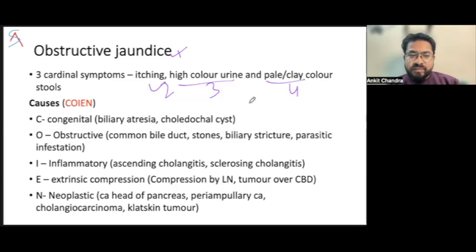Here is one of the mnemonics, which you can easily remember, which is COIN. C for congenital, O for obstruction of the common bile duct, which could be due to stones, biliary stricture, parasitic infestation, inflammation, extrinsic compression, and neoplasm. In this video, we'll be mainly focusing on carcinoma of the head of pancreas or periampullary carcinoma and cholecystitis. These are the major and common causes of obstructive jaundice, and we will be mainly focusing on these. And also, as I already told, we'll also cover pancreatitis.